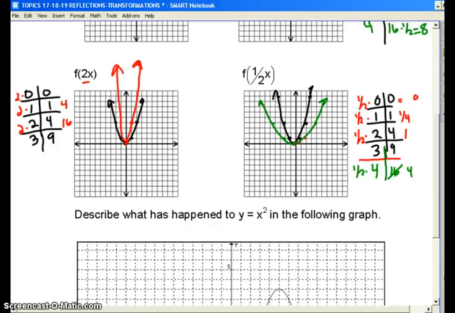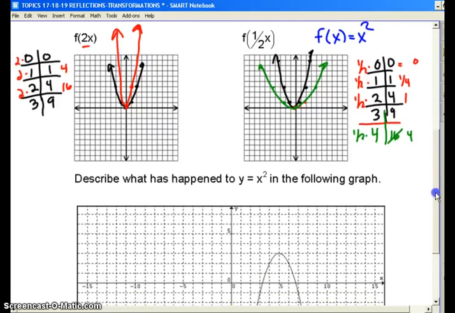Okay, for the function of 1/2 of x, since the function is x squared, we're going to take 1/2 of x, and when you do that, it's going to make your graph, your parabola, wider. Okay, as you can see over here, you're not going up as fast. Okay, you're going up a lot slower.